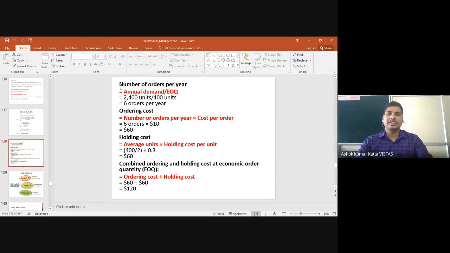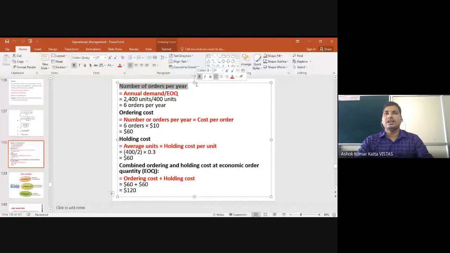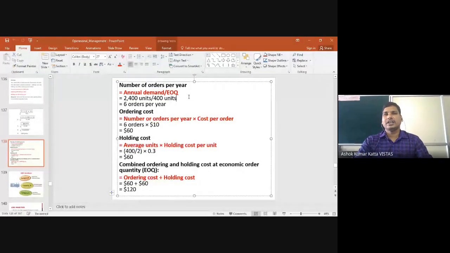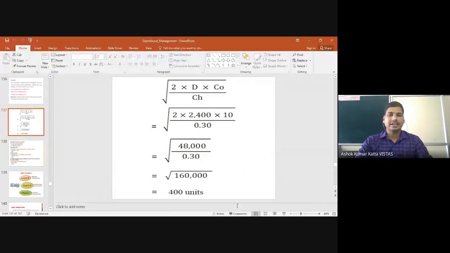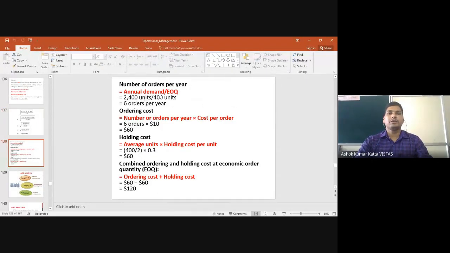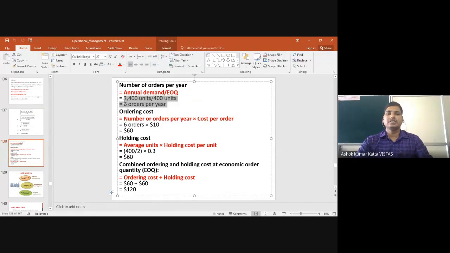Now in this slide you can find the number of orders per year. If you are producing 400 units, that is one order. So that means in a year, how many orders are you giving? There is a formula called annual demand by EOQ. Annual demand we already know, 2,400. EOQ we just calculated, 400 units. So 2,400 by 400 means in a year we are giving 6 orders.